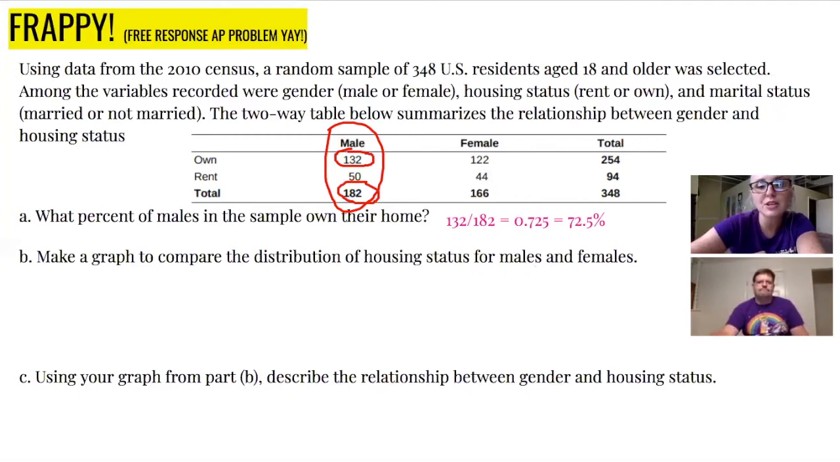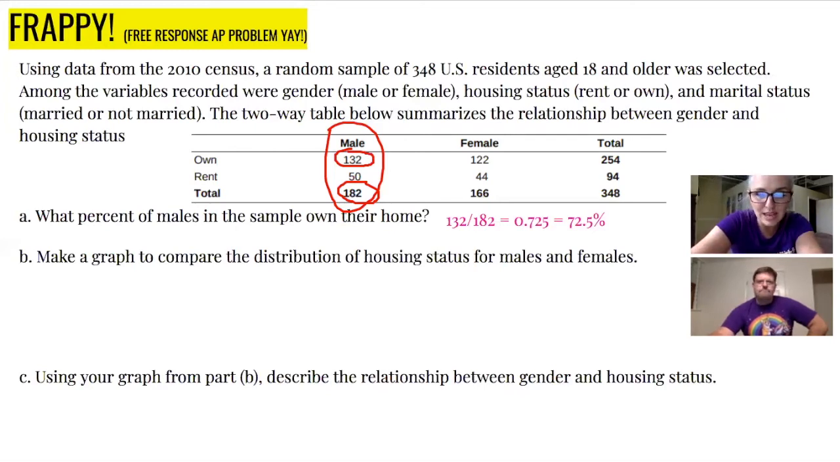So if you did 132 out of 348, then you did what percent of people in the sample own their own? Well, actually, what in the world would that be? Males who own their own home out of everybody. Yes, of all. But that's not what the question asked you to do. You were limiting yourself to just males. Part B says, make a graph to compare the distribution of housing. And guys, there are a lot of things that you could do here.